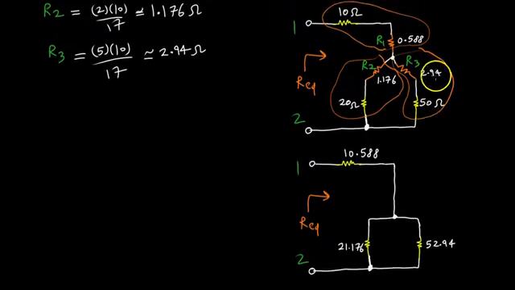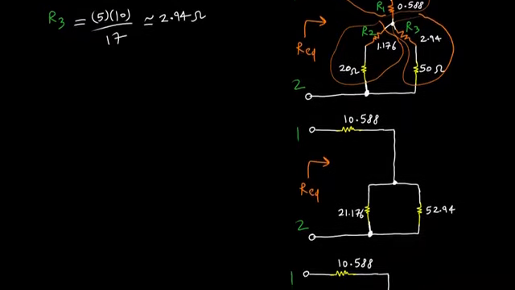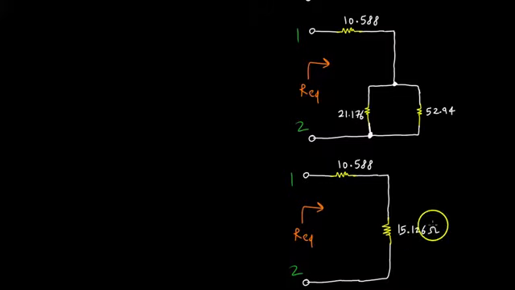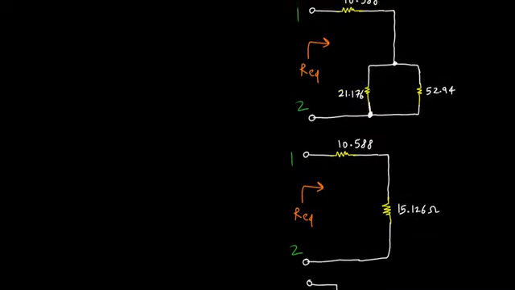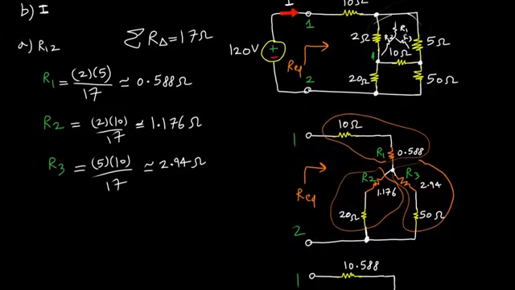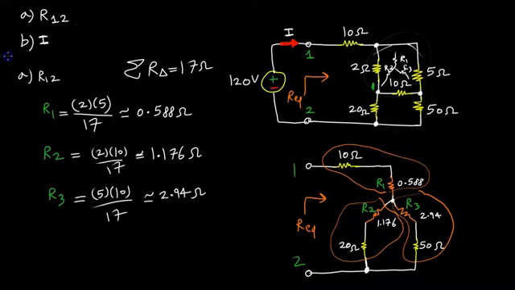So you add these two, you get 52.94. You add these guys, you get 21.176, and you add these two, you get 10.588. Then we take these guys in parallel, and I've already calculated this, and you get 15.126. That makes sense because it should be smaller than either one of them, smaller than the 21. Then you add these guys in series, and you get 25.71. So we found part 1.